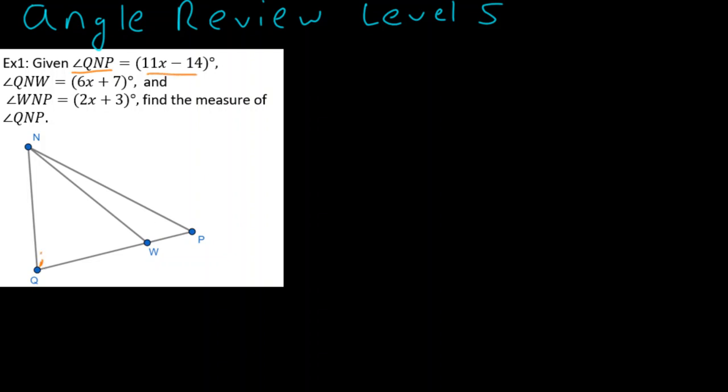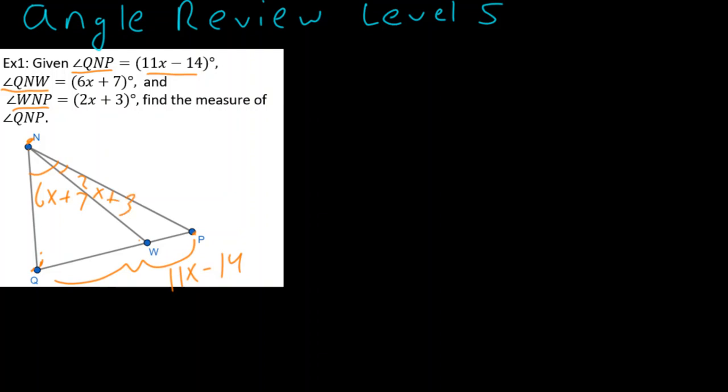And notice from Q to N to P, that is in fact our entire angle, and that's of course going to be 11x minus 14. Now we know also that QNW, so Q to N to W, is going to be 6x plus 7, and W and P is going to be pretty hard to fit in here, but it's got two arcs, and of course that's going to be 2x plus 3.